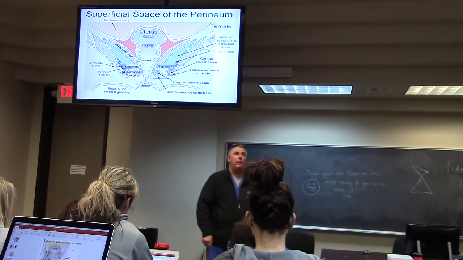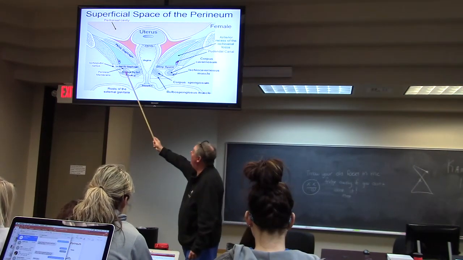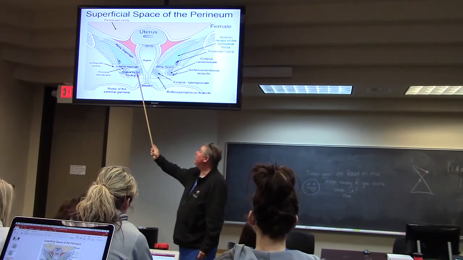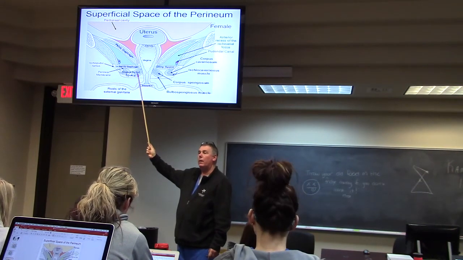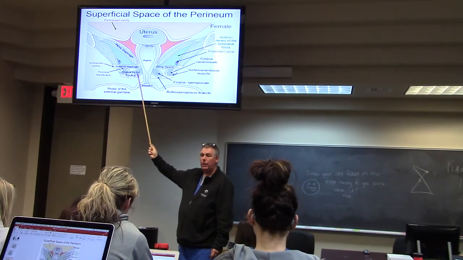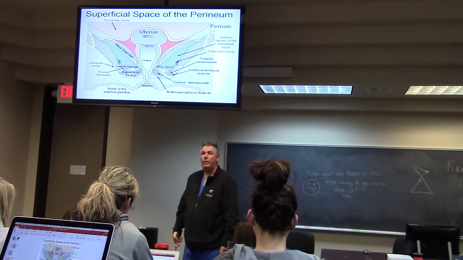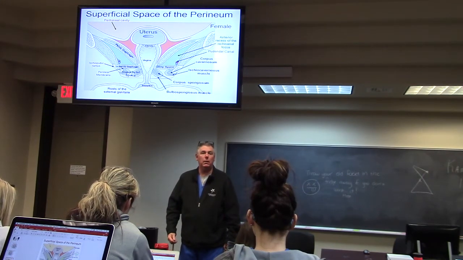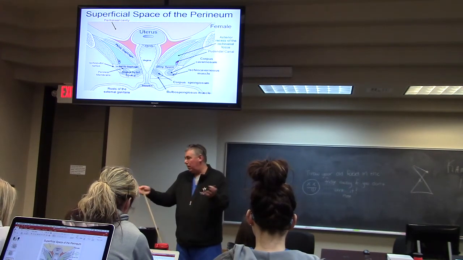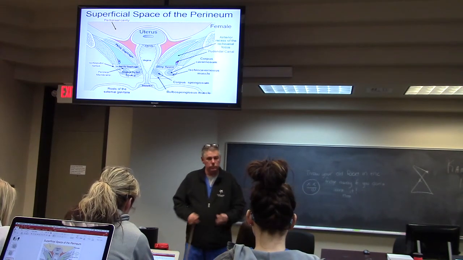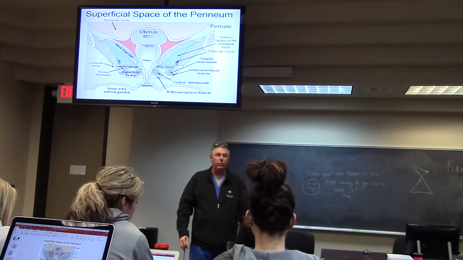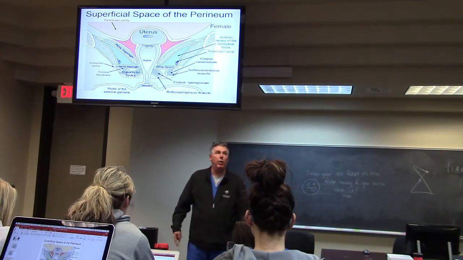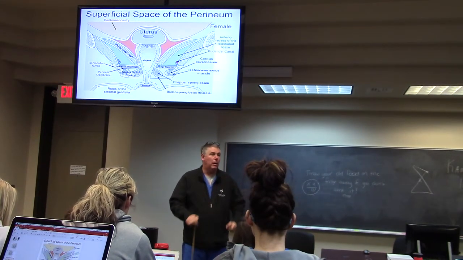This is the picture in females. You have the same thing. You have the ischio and the bulbo. In females, the corpus spongiosum and the bulbospongiosus are within the labia majora. The labia majora and the scrotum are embryologically related. So the corpus spongiosum and the bulbospongiosus that surrounds it are in the labia majora.